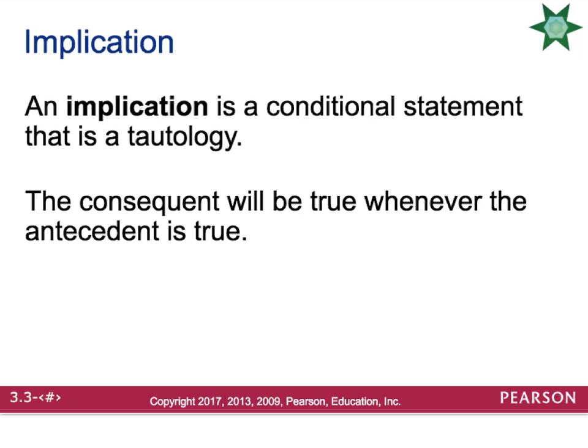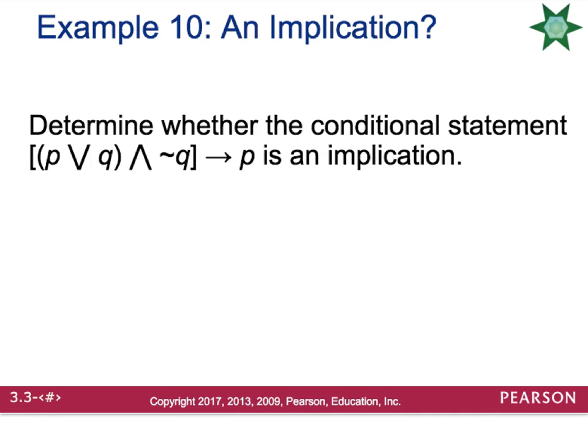Okay, another word they're going to use is what's called an implication. An implication is a conditional statement that's a tautology. So the consequent will be true whenever the antecedent is true. So let's look at this conditional statement and determine if it is an implication.